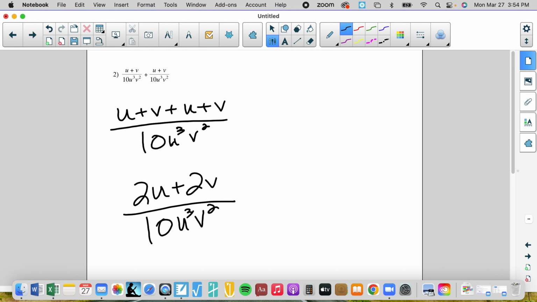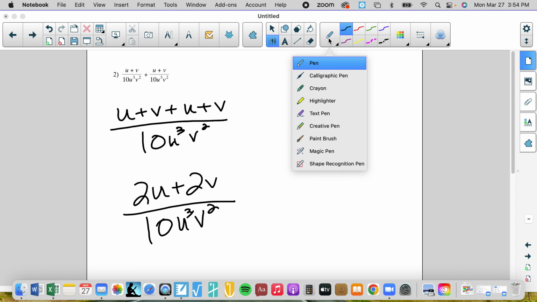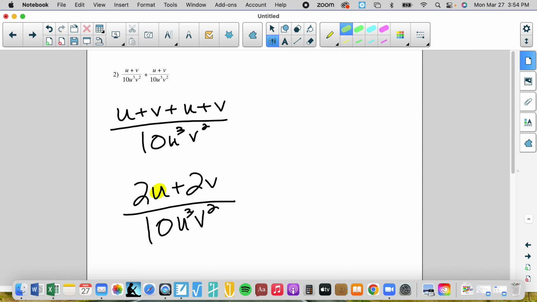Now, we cannot cancel the u's because it's being added to 2v, and we can't cancel the v in the numerator because that's being added. So a lot of students would want to cancel this u with one of these u's, and they would want to cancel one of the v's in the numerator with one of the v's in the denominator. But you can't do that.